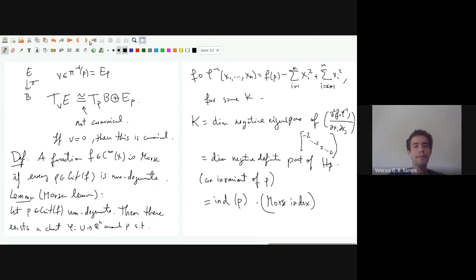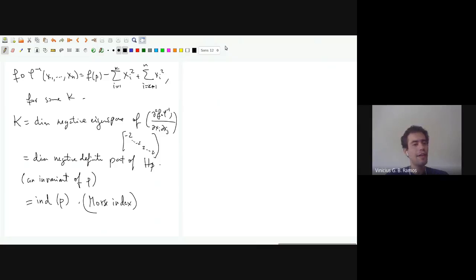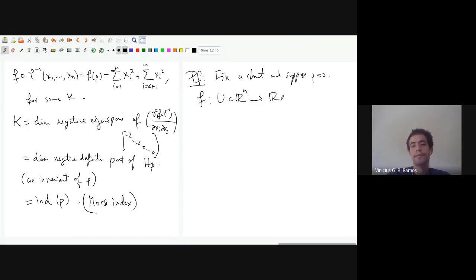This proof is not very hard, and it's a nice exercise in analysis. First of all, we fix a chart and suppose p equals 0. So now we have translated the problem to a problem in R^n. We now have a function f from an open set U containing 0 to R, and 0 is a non-degenerate critical point.